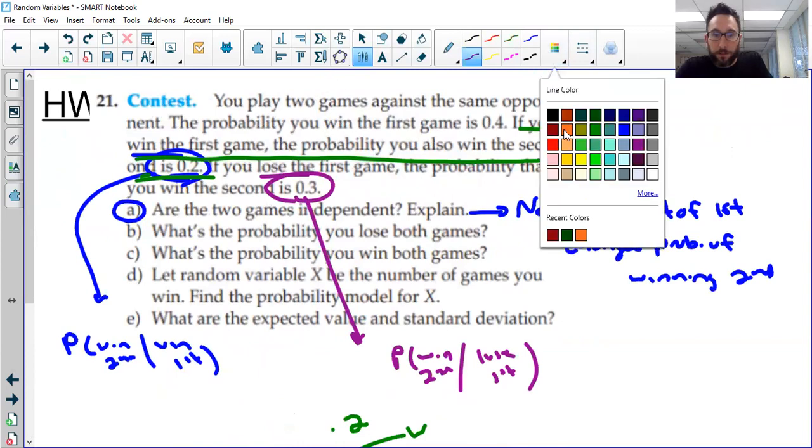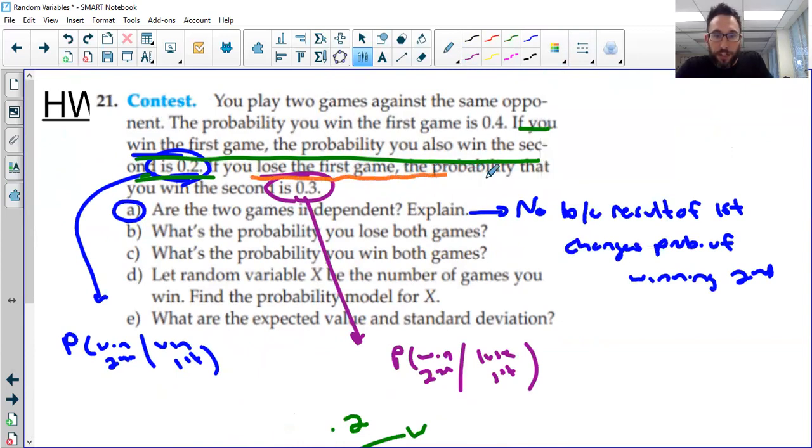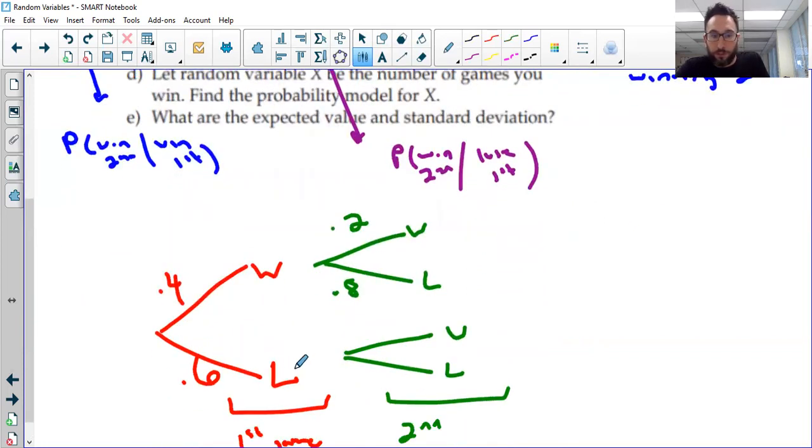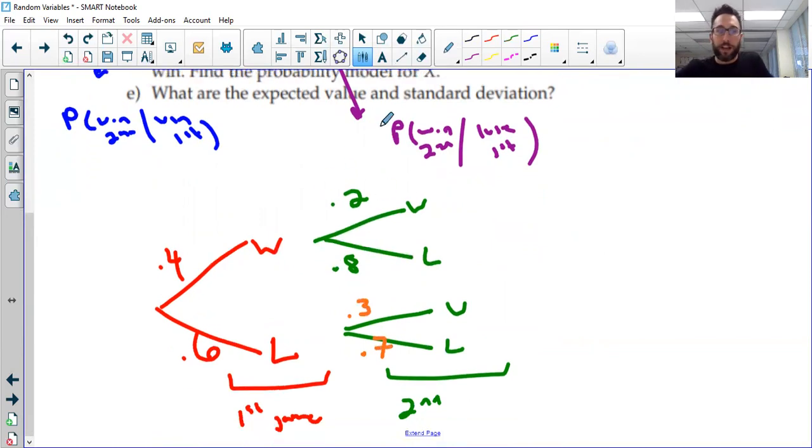If I lose the first game, the probability I win the second is 0.3, which makes this 0.7. So I like this tree diagram to map all these out. So this is win, win, that's 0.08.